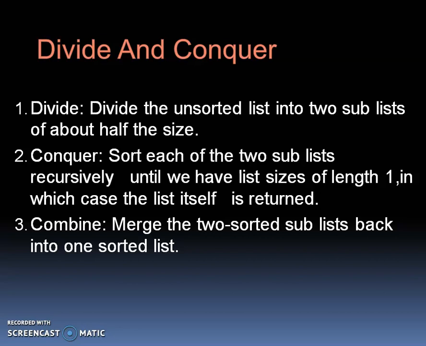In the conquer method, you are going to sort each of the sublists recursively and then combine them. Conquer is the one where you are going to sort the elements, and finally comes the stage of combine. In this one, we try to merge all the sorted sublists so as to create the final sorted list. Initially you have an unsorted list, and at the end of this entire mergesort, you are going to get one sorted list.